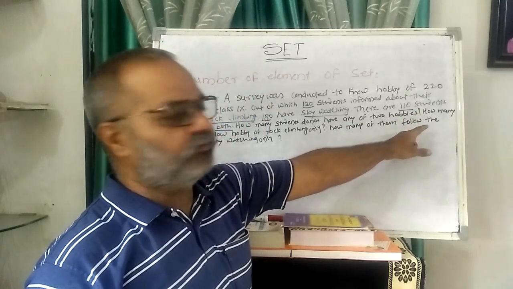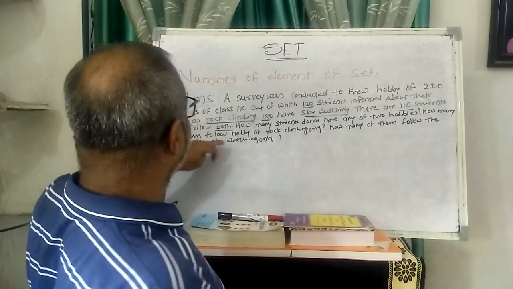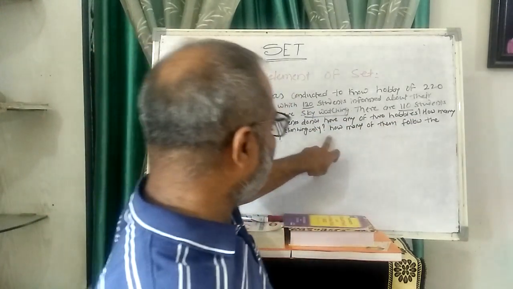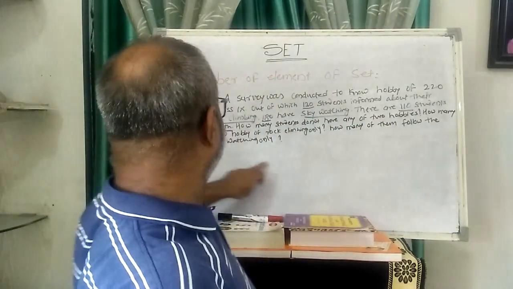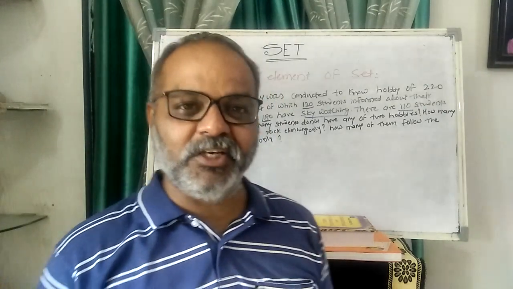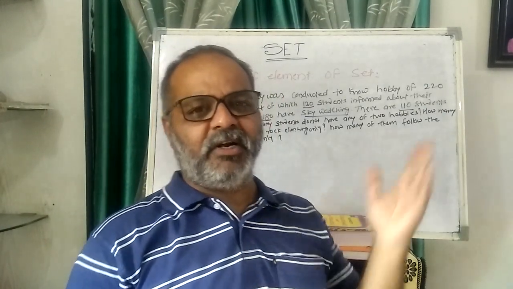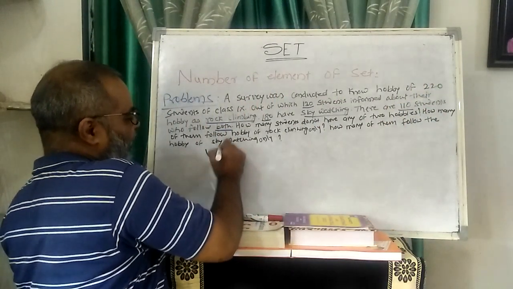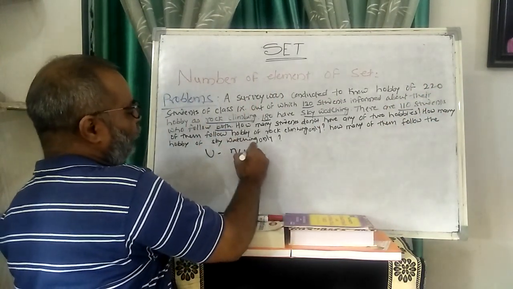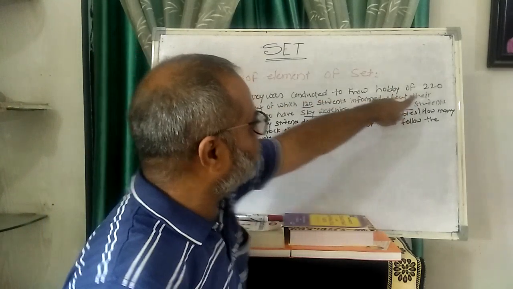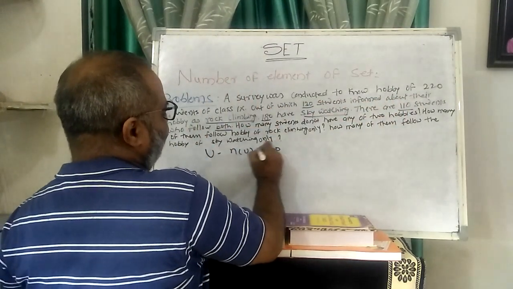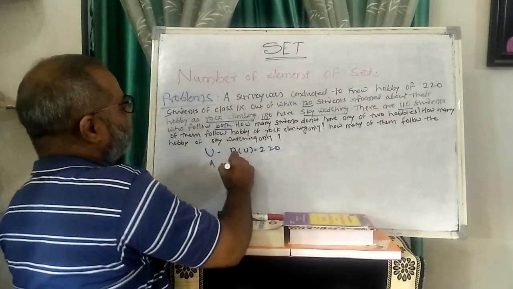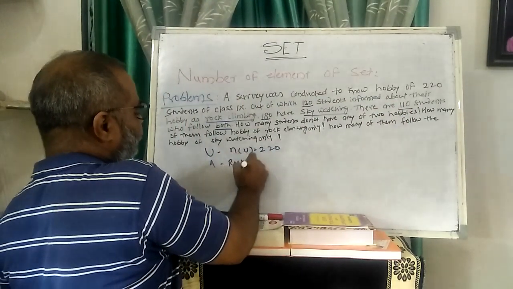This is the first question. Second, how many of them follow the hobby of rock climbing only? And third, how many of them follow the hobby of sky watching only? Okay. So this is a problem related to the number of elements of a set. I write the universal set as U. So n(U) is given. How many total students are there? Here it is 220. I take set A as rock climbing.